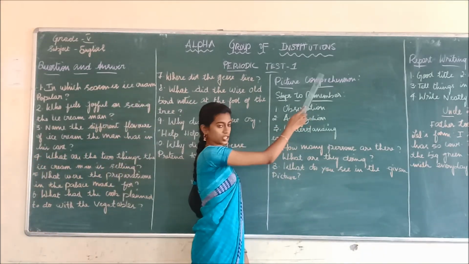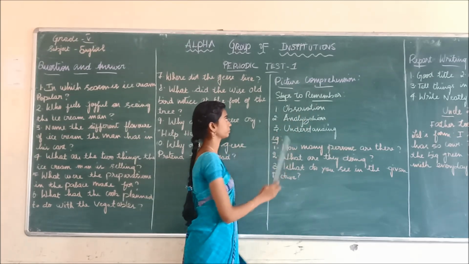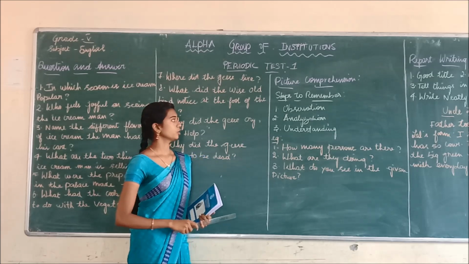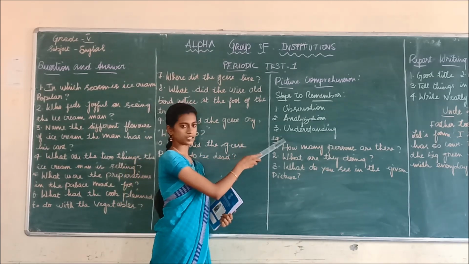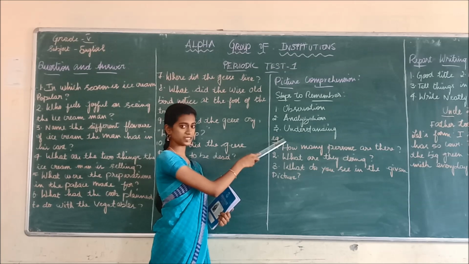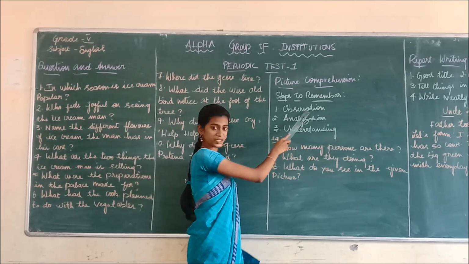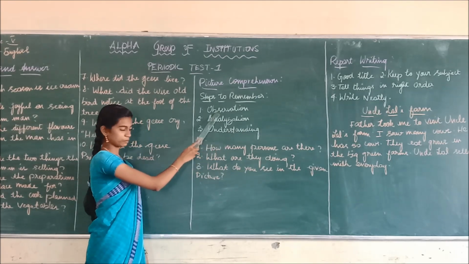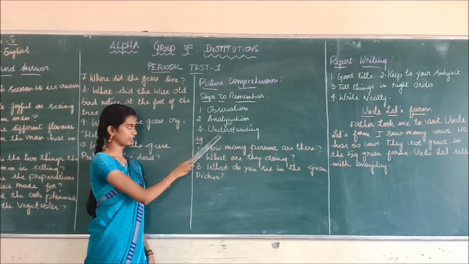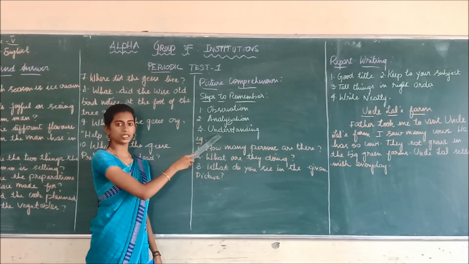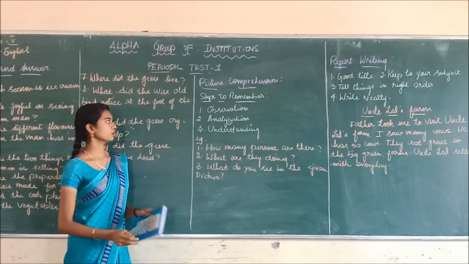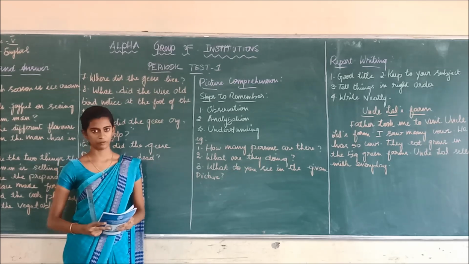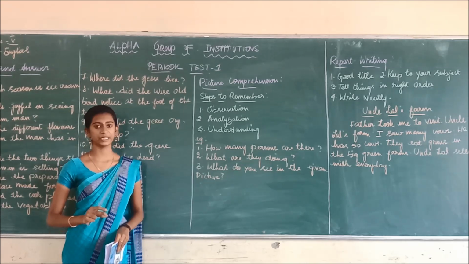Picture comprehension. While writing picture comprehension, you have to follow these 3 steps: observation, analyzation, understanding. You have to remember these 3 points. First, you have to observe the picture carefully. A picture will be given to you, so you have to observe it carefully.